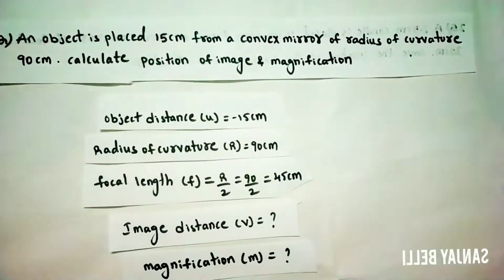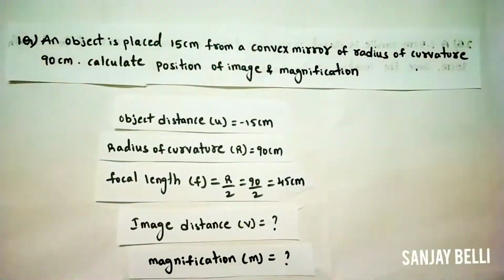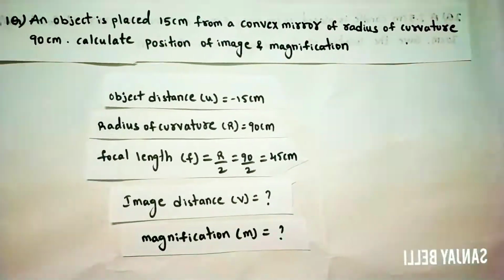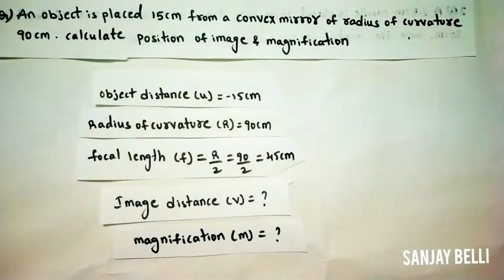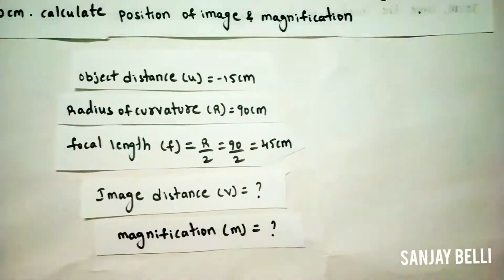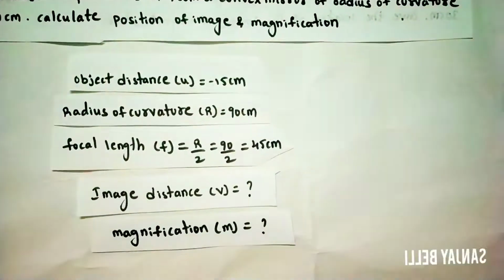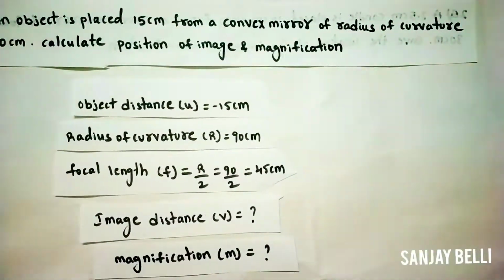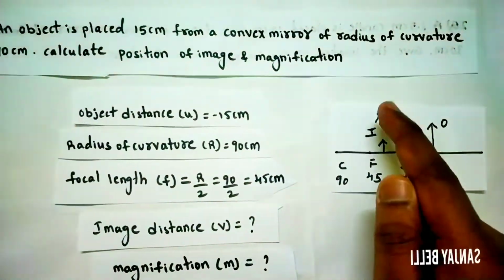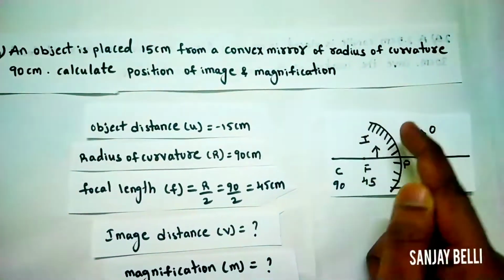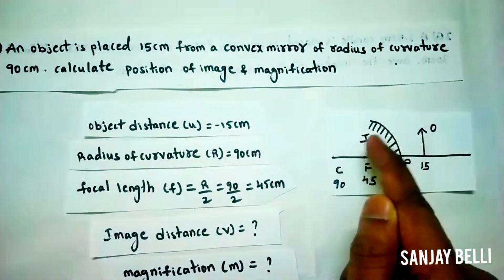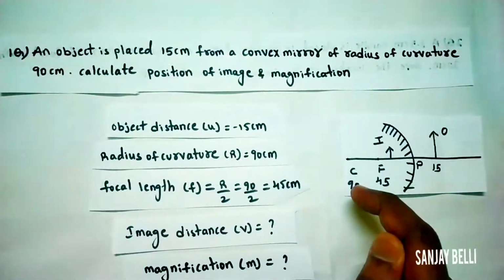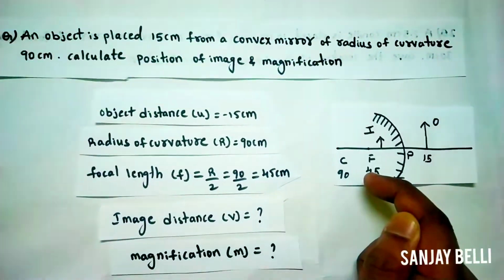Before solving this problem, we have to draw a rough ray diagram for the convex mirror, because we have to know what answer we need to get. That means whether we have to get image distance positive or negative, and roughly what the expected value is. So here you have your convex mirror. This is the reflecting side and this is the back side of the mirror. P, F, C. The radius of curvature is 90 centimeters, then focal length will be 45.